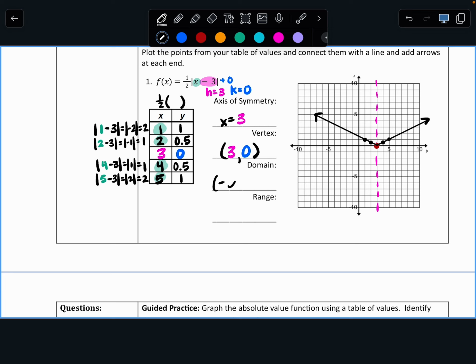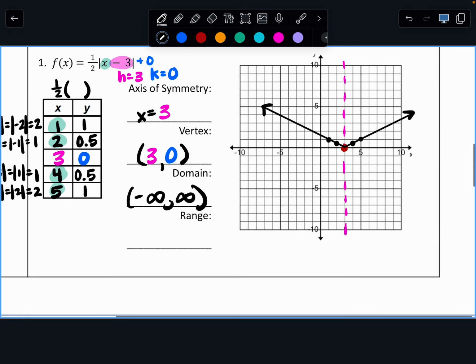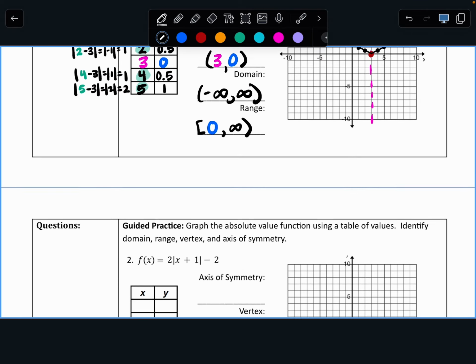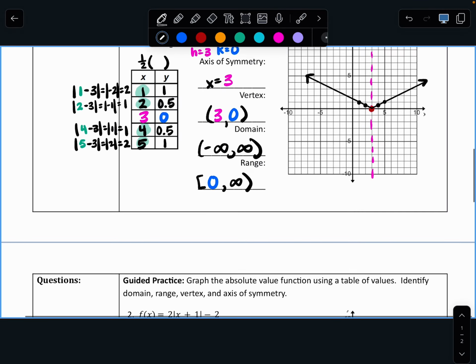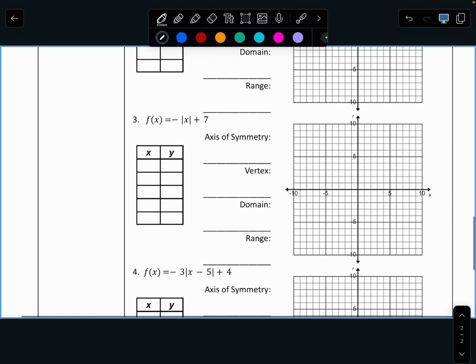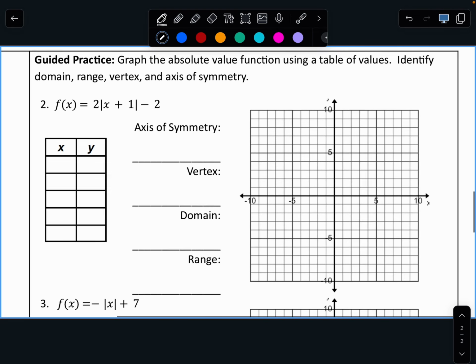The domain will be negative infinity, infinity. For all absolute value functions, that's the domain, negative infinity, infinity. My range for this will be, the bottom is the y value, so 0, and then it goes to infinity. Okay. If you feel like you understand it, you can move on to the practice. I do have 3 more examples to go through if you feel like you need that practice.